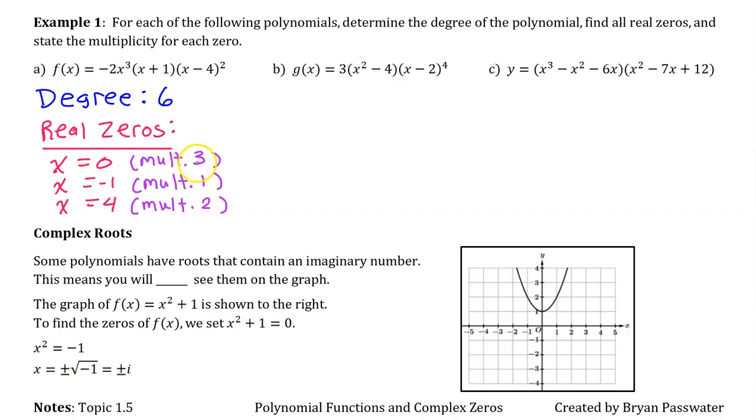0 has multiplicity 3 because it's x to the third power. -1 has multiplicity 1. There is no visible exponent. And 4 has multiplicity 2 because we see the exponent of 2.